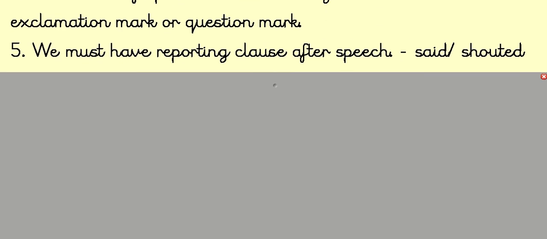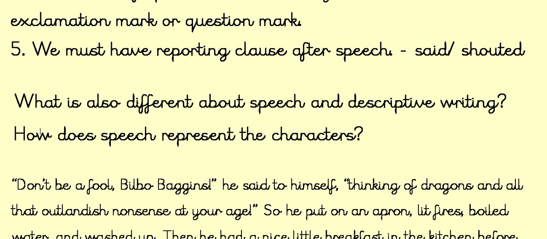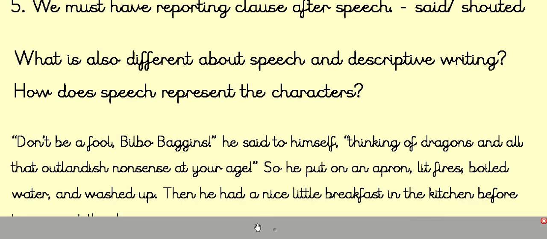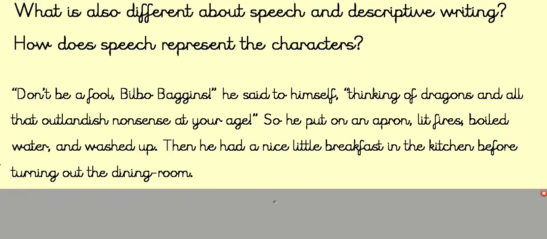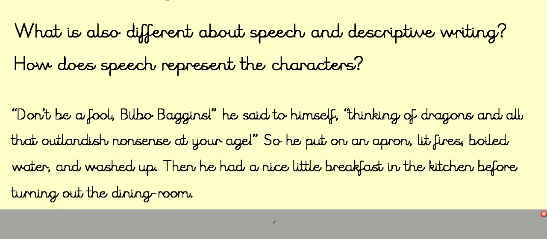Then if I keep going and we go down to this piece of speech here, I'm just going to go through all the rules with you. Here is the first rule, and I'm going to underline this one in red. Here we can see some speech marks, can't we? "Don't be a fool, Bilbo Baggins." We can see that he's saying that, so that's in speech marks. He said to himself, "Thinking of dragons and all that outlandish nonsense at your age." Again, we can see the speech here is in speech marks.